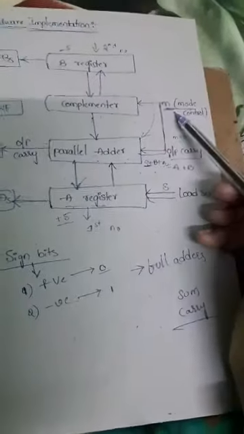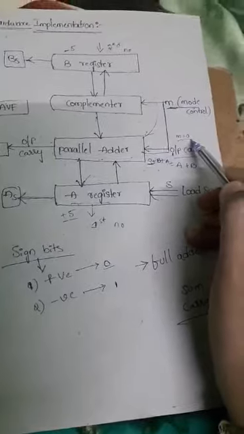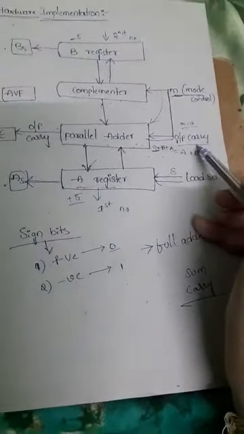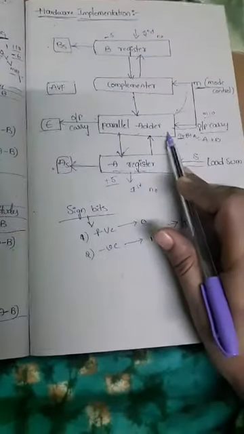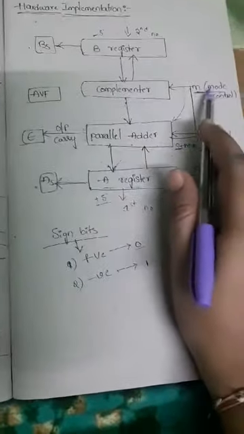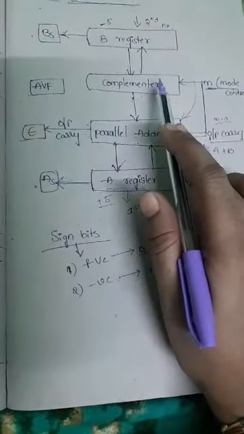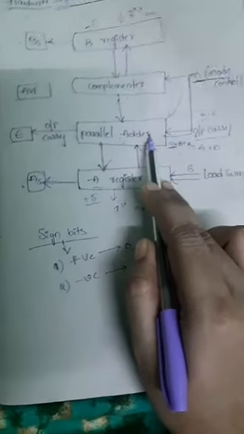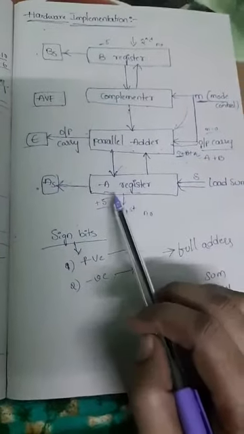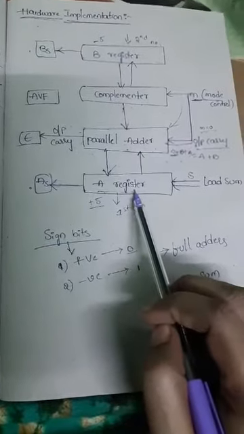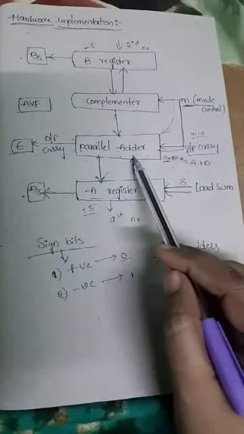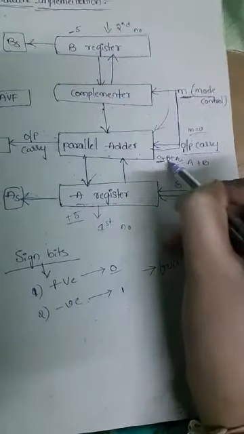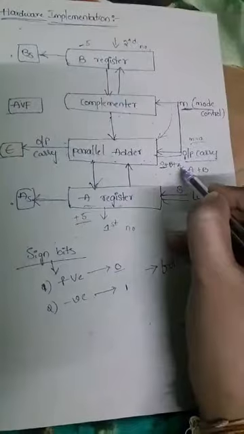If the mode control pin is equal to 0, then the mode control 0 acts as the input carry, which will be given to the parallel adder. Whenever it is equal to 0, the complementer will activate and the B register content will be transferred to the parallel adder also. After that, the A register content, that means the first number we have, will also be given to the parallel adder. So finally we are getting the 0 mode pin plus B, the second register, plus the first register.